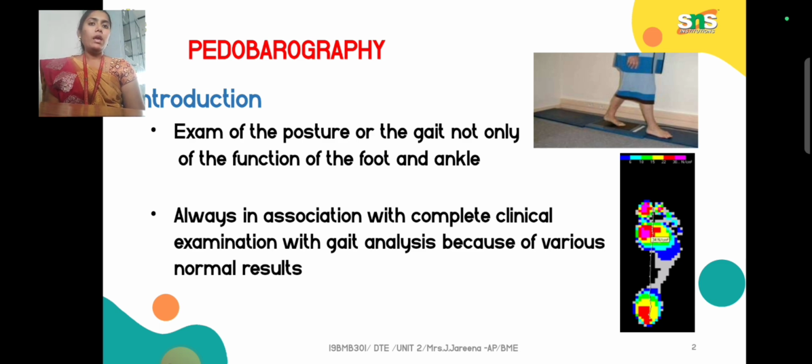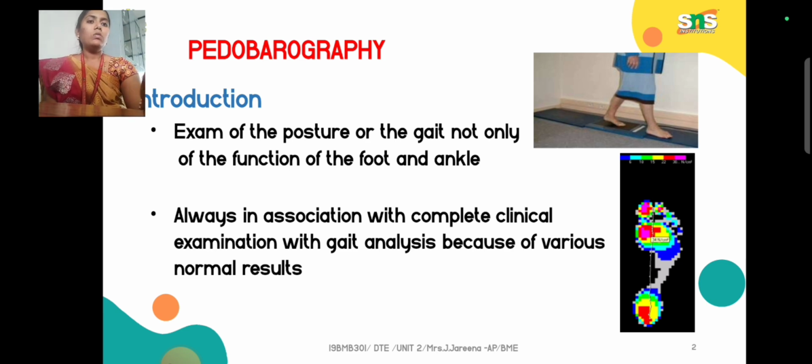This is the main technique where you can analyze the posture of people by means of a device called the pedobarograph. It is always used in association with a complete clinical examination and gait analysis, because gait analysis is the way we can study the walking style of particular people.